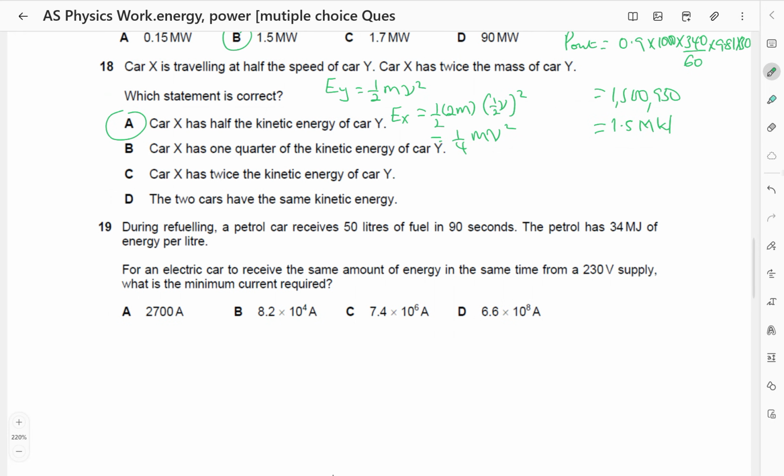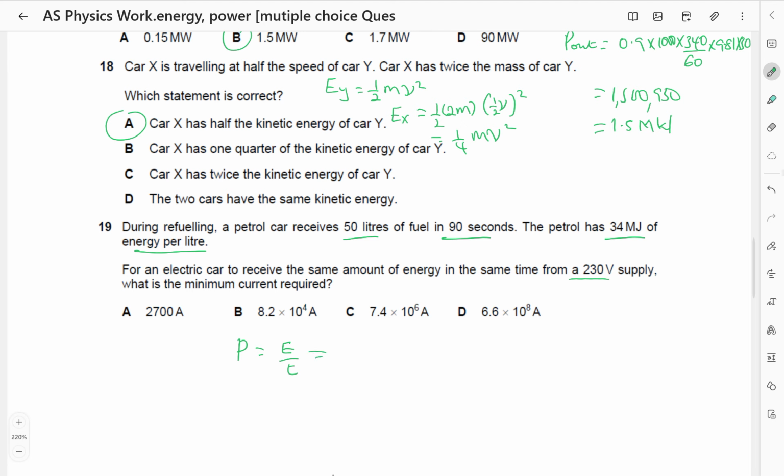During refueling, a petrol car receives 50 liters of fuel in 90 seconds. The petrol has 34 megajoules of energy per liter. For an electric car to receive the same amount of energy in the same time from a 230-volt supply, what is the minimum current required?